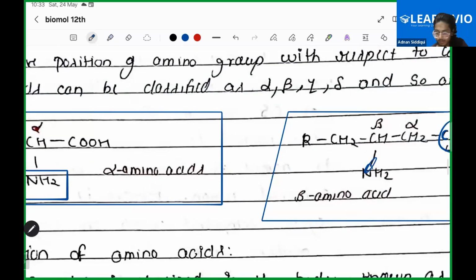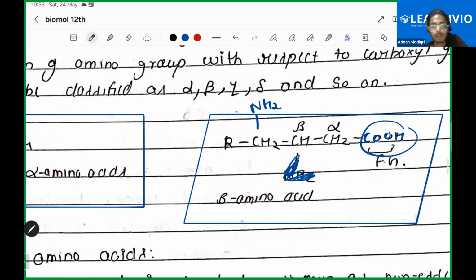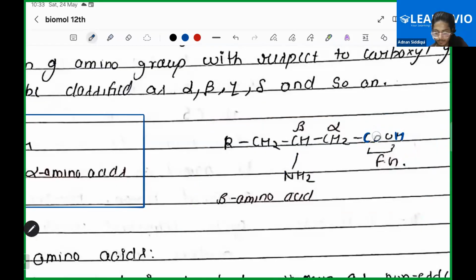Suppose we have NH2 here. Now which type of amino acid is this? After beta, what comes? Gamma. So it will be a gamma amino acid, right? Is this clear? Yes, sir.